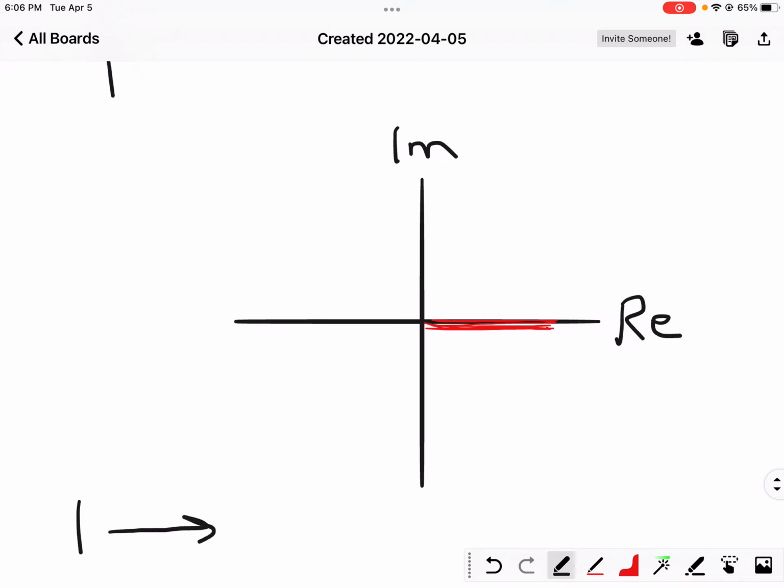Now, if we multiply that by j, we get j. Well, j is like 0 plus 1j, which is 0 in the real direction and 1 in the imaginary direction. Let's multiply by j again, and we're going to get j squared, which is -1. And -1 is like -1 plus 0j, which is -1 in the real direction.